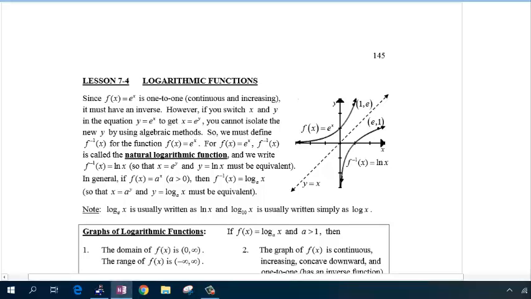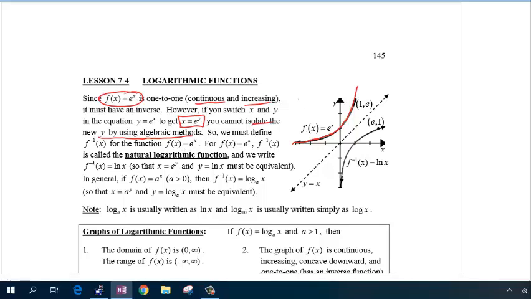We earlier talked about one-to-one functions, right? They are continuous and increasing. And that exponential function that we've been dealing with is definitely one-to-one. So if it's one-to-one, then it must have an inverse. But if I were to switch the x and y, you get something that looks like this: x equals e to the y. And it's pretty difficult to isolate the new y value by using algebraic methods. So we define the inverse for the function f of x equals e to the x as something different.